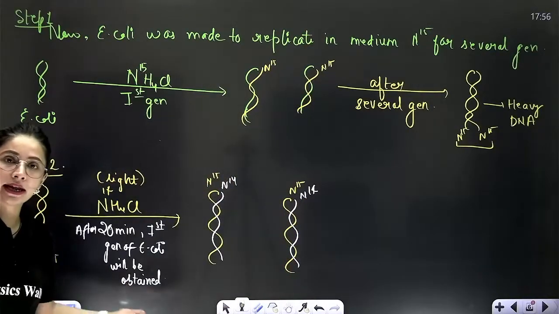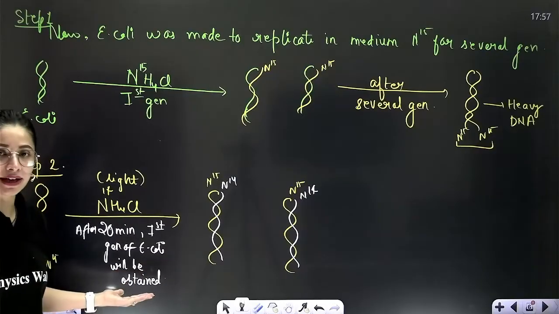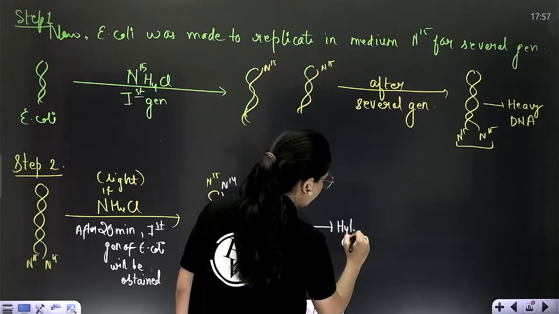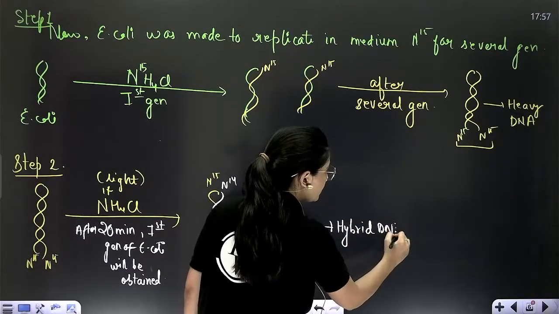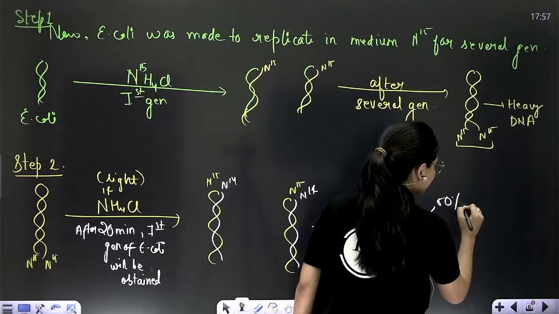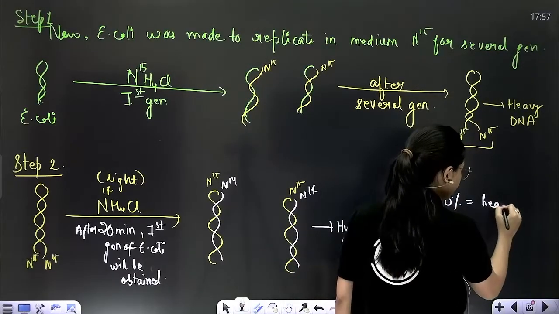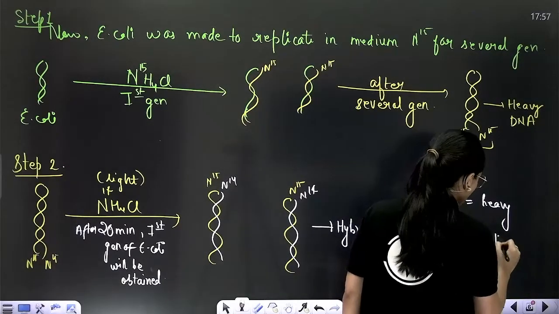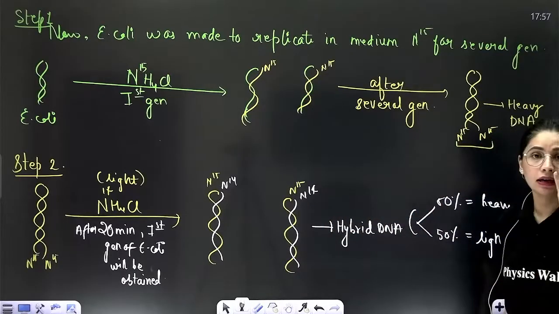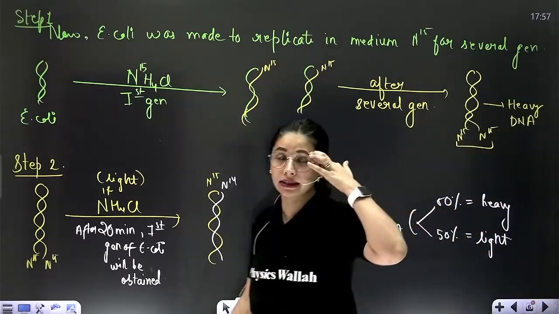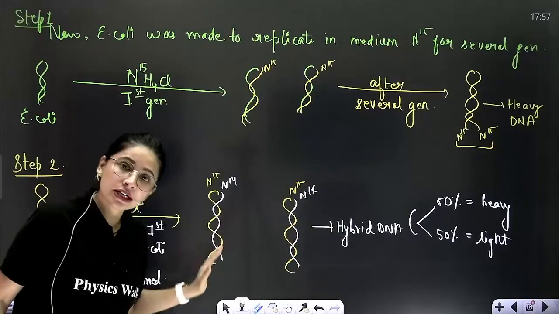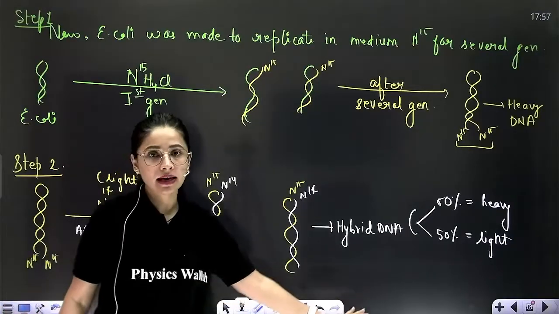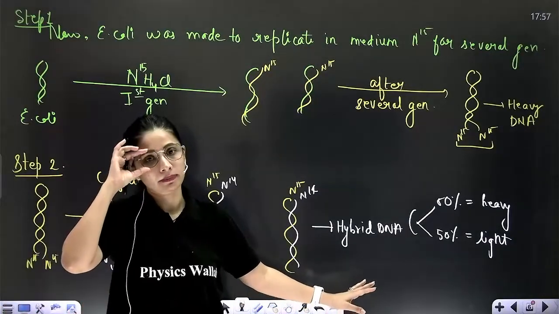So all the DNA of E. coli after first generation in light medium will convert from heavy to hybrid DNA. Hybrid DNA means what? 50% of the strand is heavy and 50% of the strand is light. The white color is denoting light strand and yellow color is denoting heavy strand. So in the first generation of replication, you will see that the entire DNA of E. coli has become hybrid. Correct?